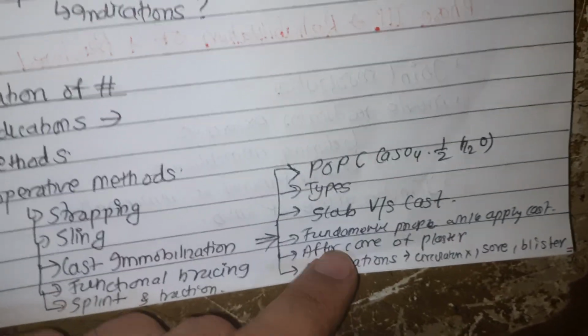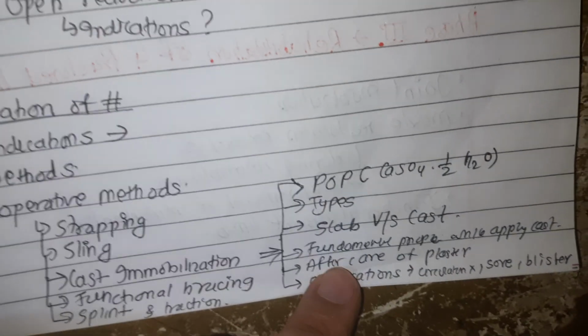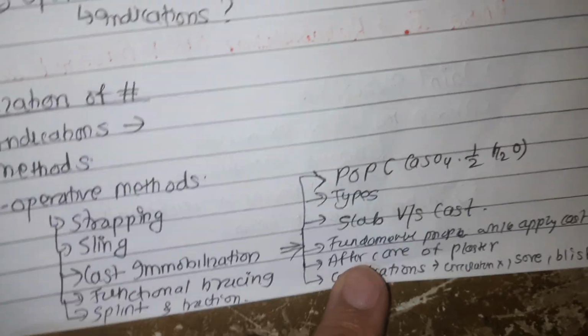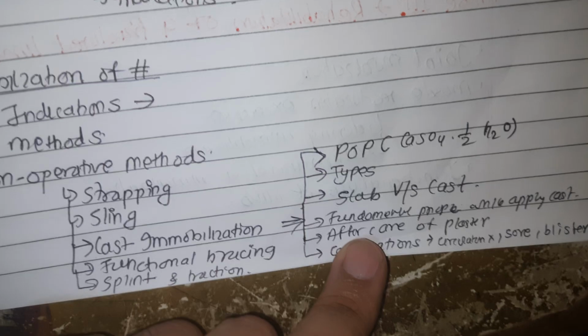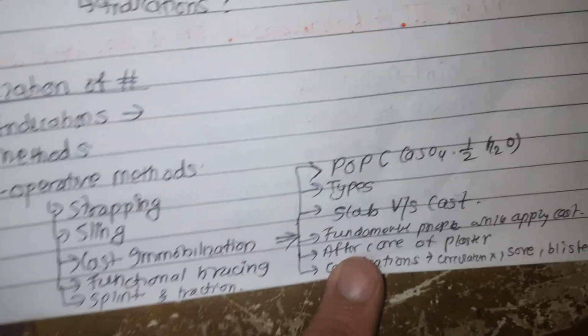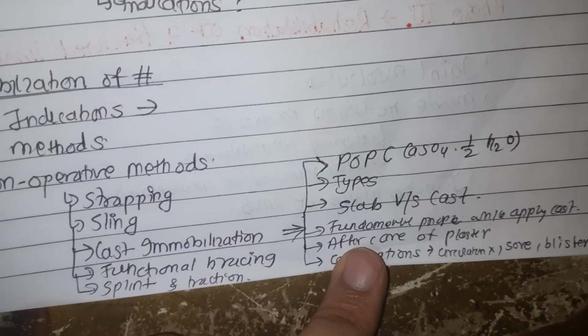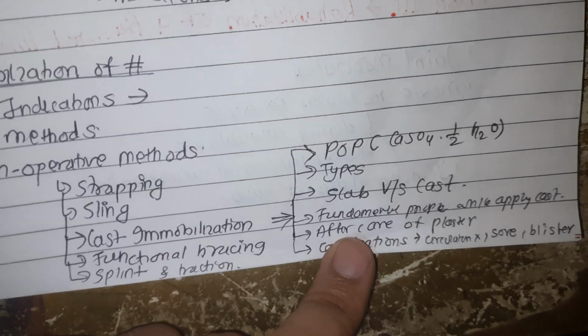And after care of plaster, this involves noticing any crack in the plaster, avoiding wetting the plaster, and graduated weight bearing of the lower limb fracture, exercising the muscle within the plaster, and moving the joint that is not in the plaster is necessary to ensure the early recovery.